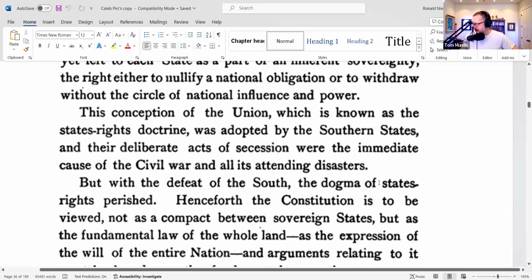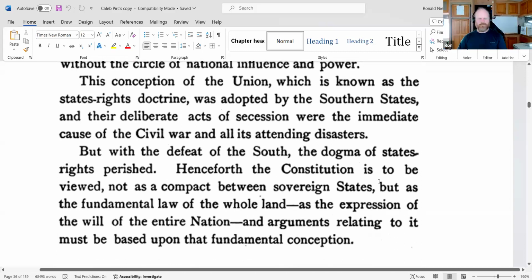Here, I'll just read the rest of it and then we'll discuss it. The result of the war actually determined whether we were going to be a union or we were going to be a confederacy. That's right. But with the defeat of the South, the dogma of states' rights perished. Well, there was no states' rights doctrine. All it was was a confederacy, a league, a compact. What does this say? The defeat of the South dissolved the Confederacy, and we moved from a confederacy to a union, which is a vassal state arrangement.